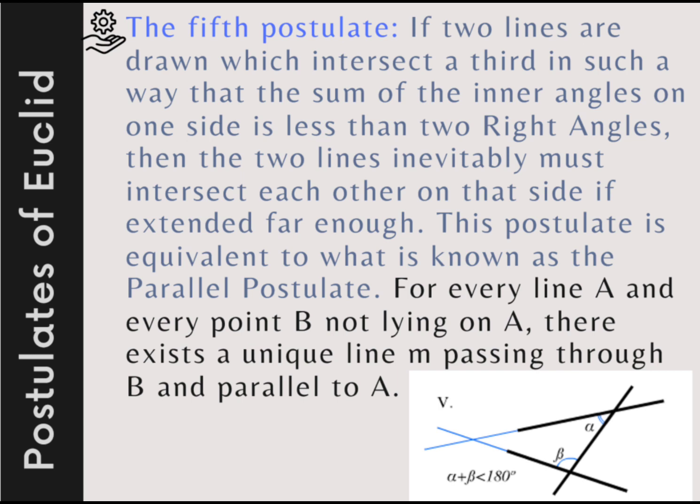The fifth postulate of Euclid is: if 2 lines are drawn which intersect a third in such a way that the sum of the inner angles on one side is less than 2 right angles, then the 2 lines inevitably must intersect each other on that side if extended far enough. This postulate is equivalent to what is known as the parallel postulate: for every line A and every point B not lying on A, there exists a unique line M passing through B and parallel to A.